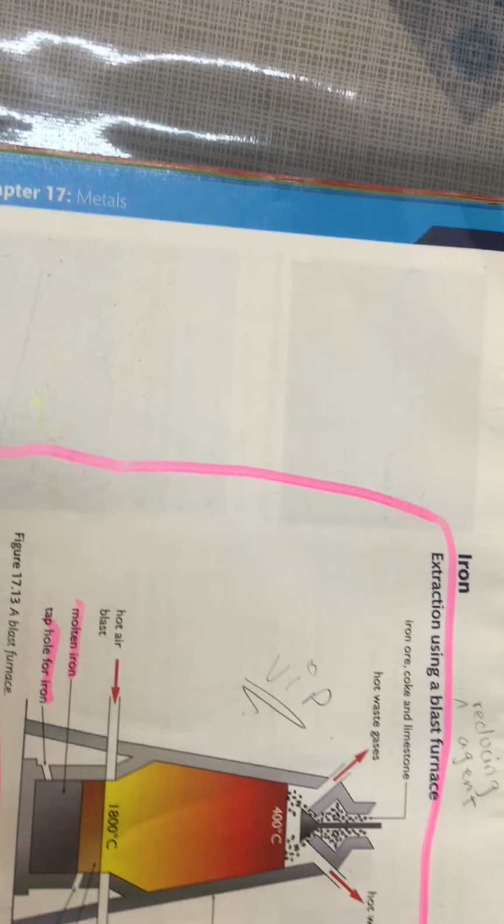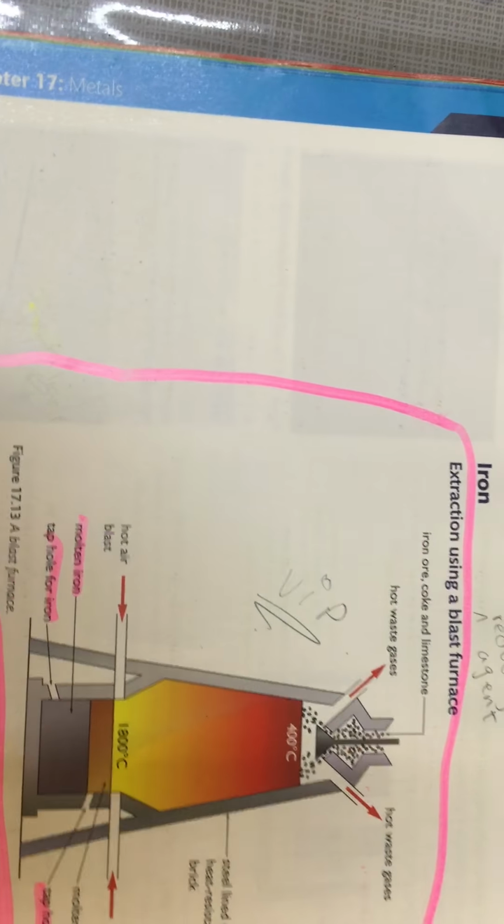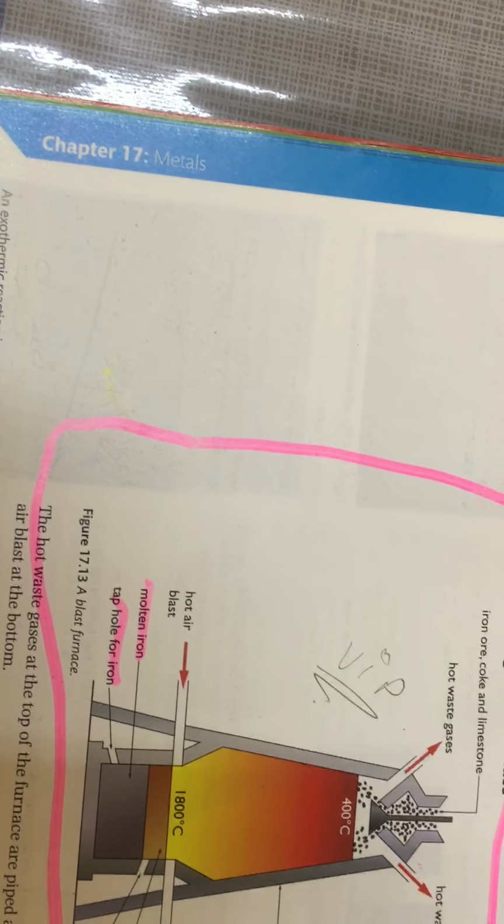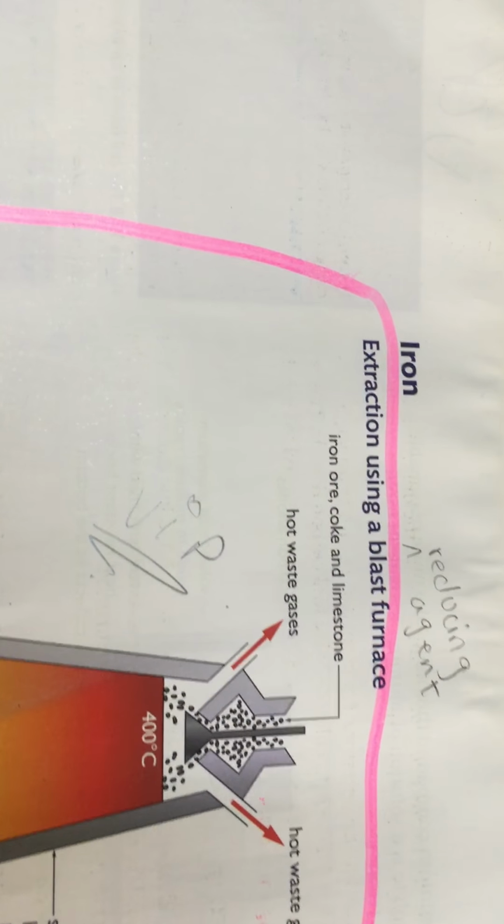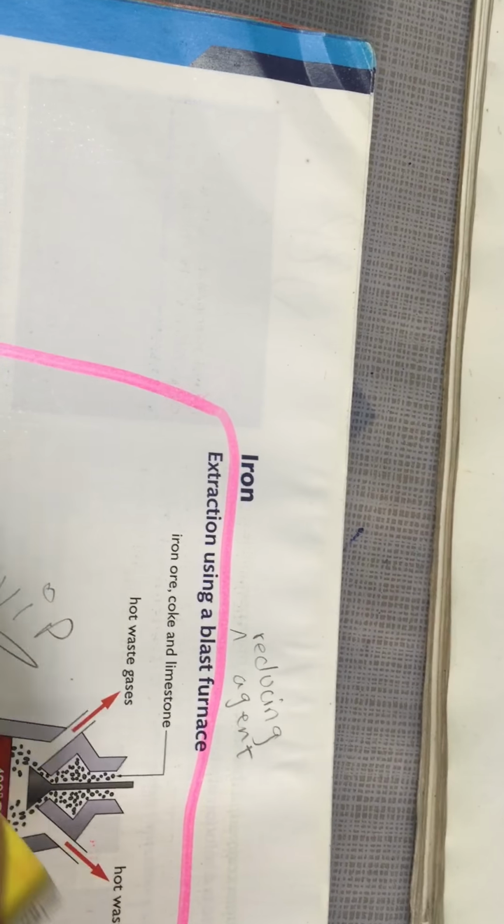Now we will talk about iron. How can we extract iron in industry? By using the blast furnace. The blast furnace. Okay? In this blast furnace, we have to add three things. Attention. In the beginning, you have to know that in this furnace, we have two openings for hot waste gases on the top of the furnace, like this.